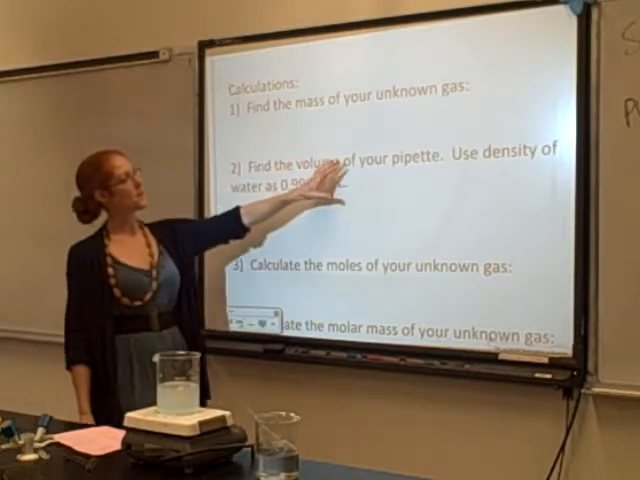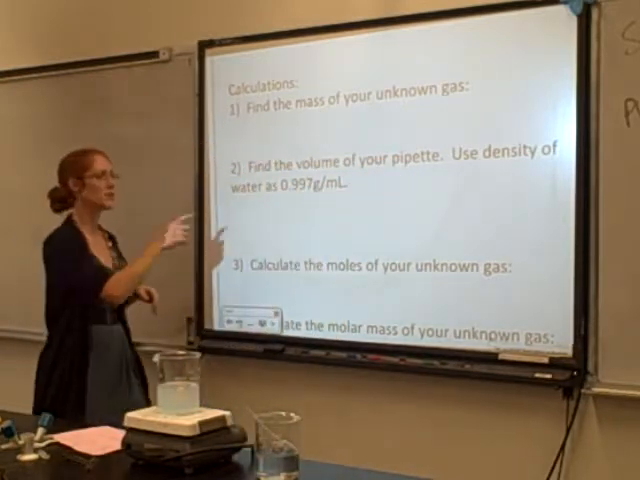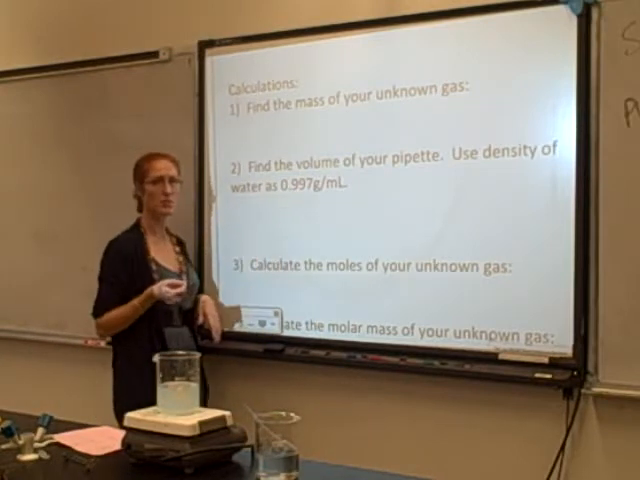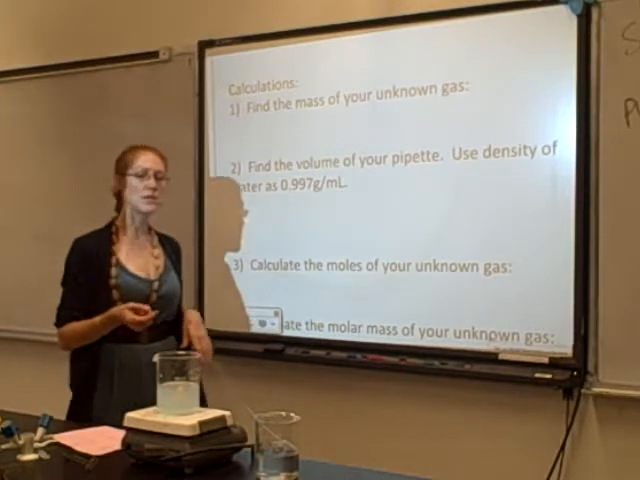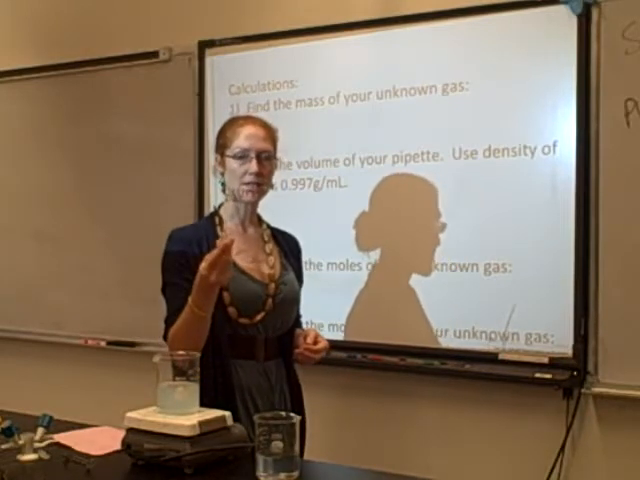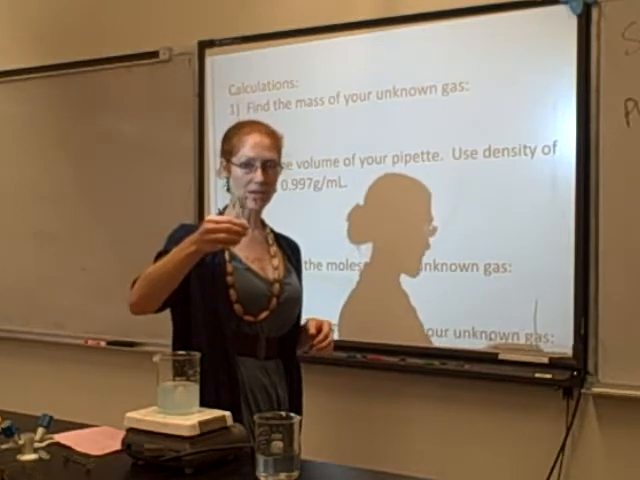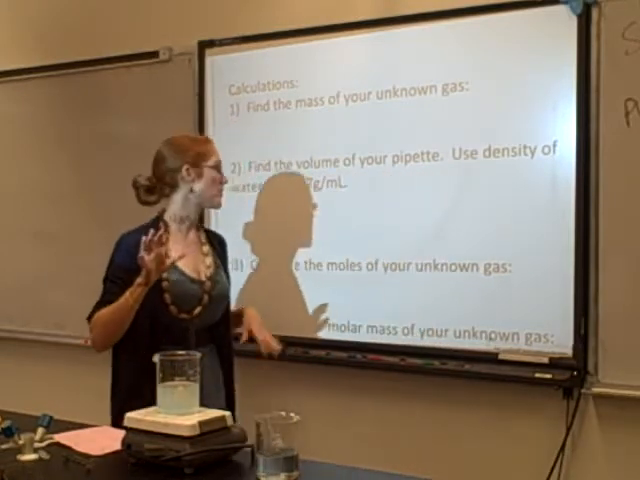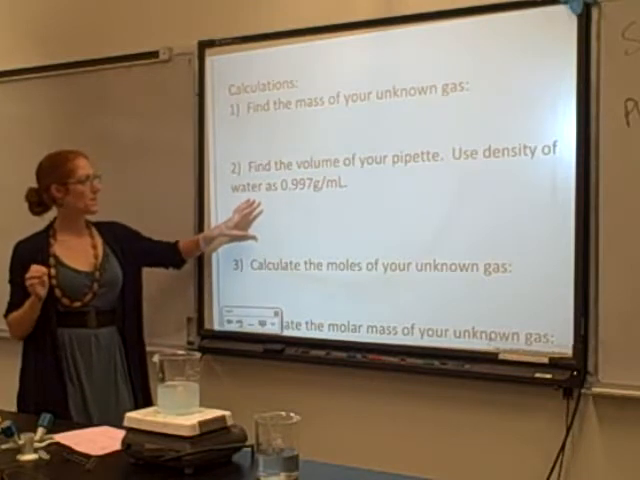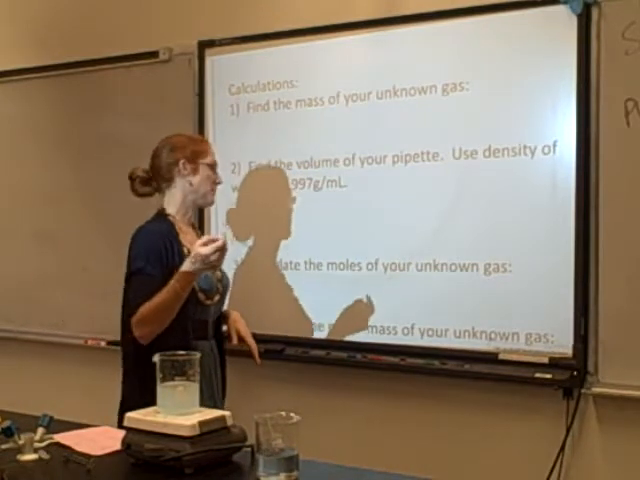Second, we want to find the volume of your pipette. So we'll use the density of water at room temperature as 0.997 grams per milliliter. For that, that'll be the mass of your pipette when we filled it with water at the very end, minus the mass of the empty pipette. That'll give you the mass of water that fits in here. So we'll have some number of grams of water that fits in your pipette, and we'll convert that from grams to milliliters to get the volume of the pipette.